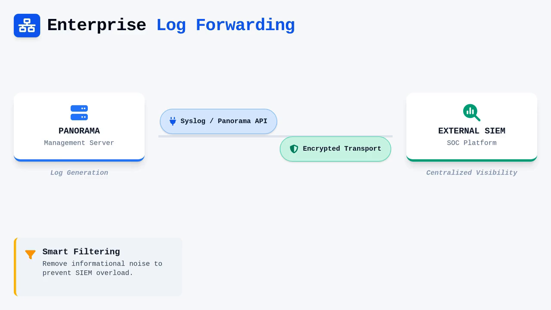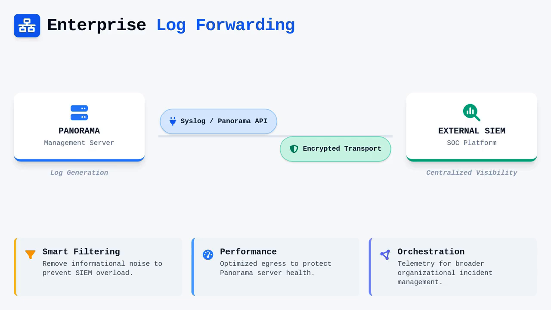You also have the flexibility to filter the forwarded logs specifically for the SIEM, ensuring that the external platform is not overwhelmed by purely informational traffic that lacks security value. Carefully managing this egress traffic prevents performance degradation on the Panorama management server while still providing the necessary telemetry for broader organizational security orchestration and incident management.